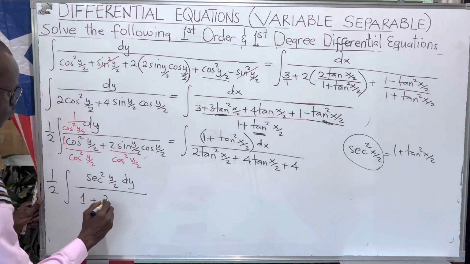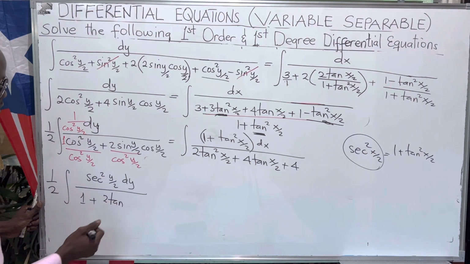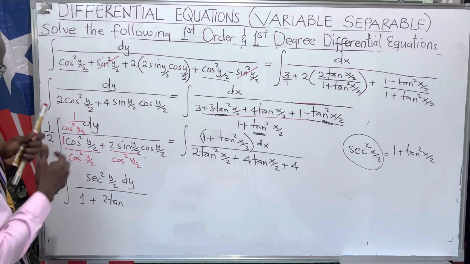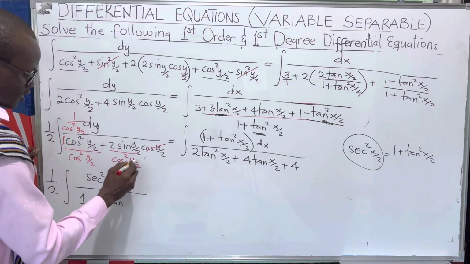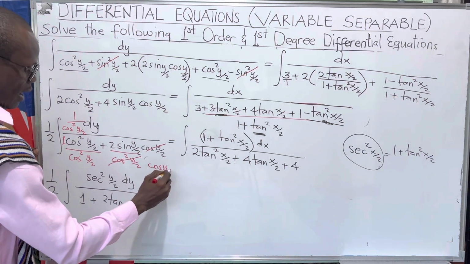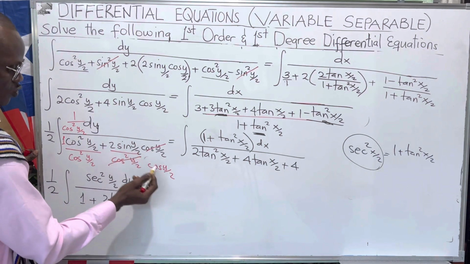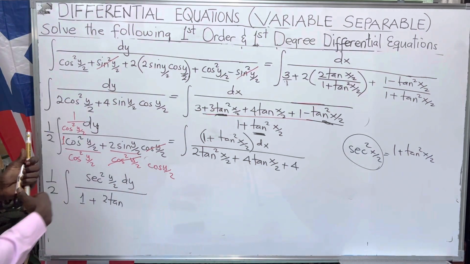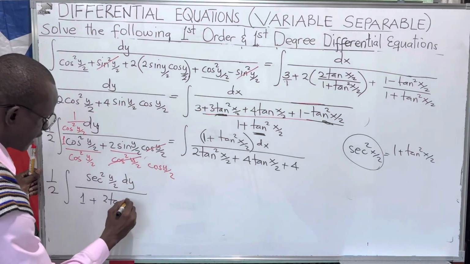This is 2 tangent. Now, look here now. Let's pay keen attention. So this can cancel 1 from here. You'll just be left with cos y over 2. So sine of y over 2 divided by cos of y over 2. Sine over cos is equal to tangent. So this is just tangent of y over 2.